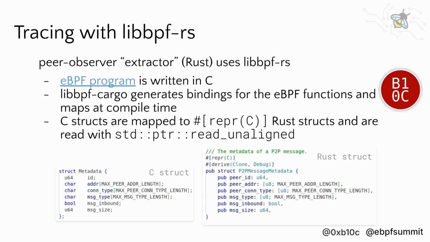The actual eBPF code for the monitoring lives outside of the Bitcoin Core project, in the peer-observer project. Specifically, the extractor tool written in Rust uses libbpf-rs to interact with eBPF. The eBPF program is written in C, and libbpf-cargo is used to generate the Rust bindings for the functions and maps in the eBPF program. The C structs that we pass around are read with the read_unaligned function from the Rust standard library into the Rust struct counterpart.